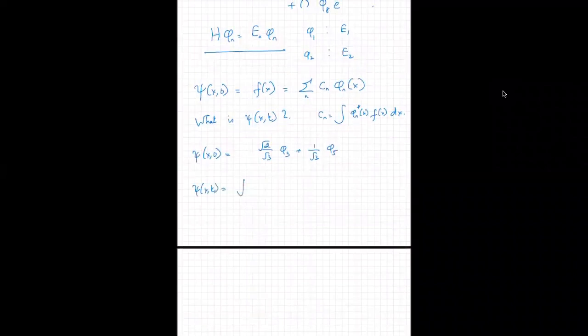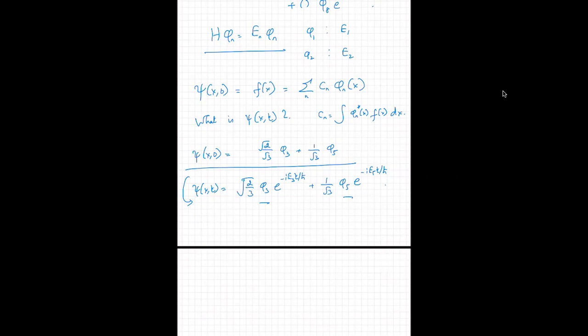Because you simply say psi of x comma t is just phi 3 e to the minus i E3 t over h bar plus 1 over 3 phi 5 e to the minus i E5 t over h bar. So what is the assumption here? The assumption here is that once you know that the state starts out as a linear combination of phi 3 and phi 5, the time evolved state can only have phi 3 and phi 5. It cannot have anything else.